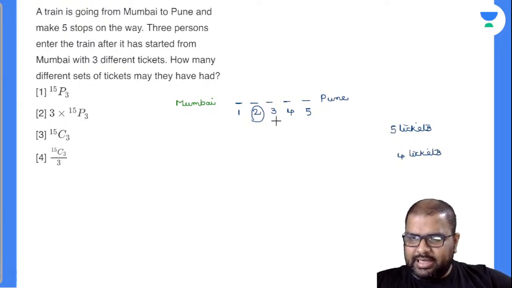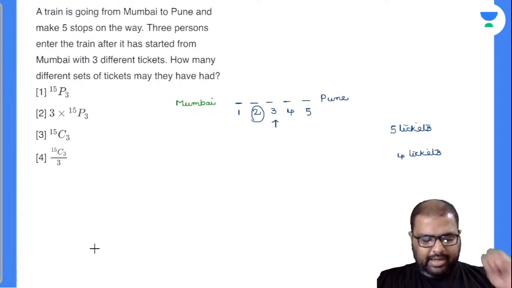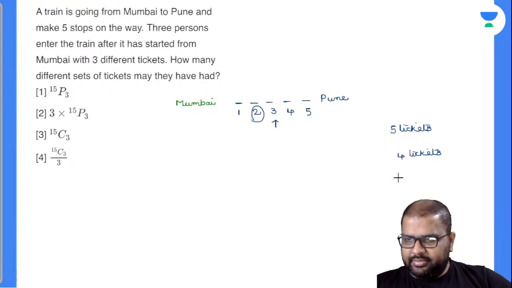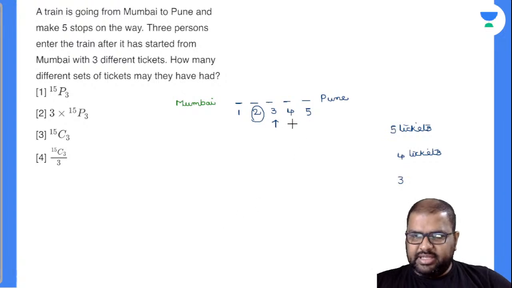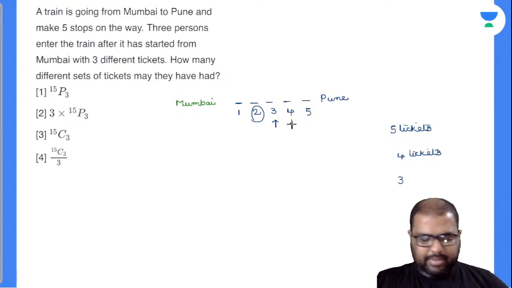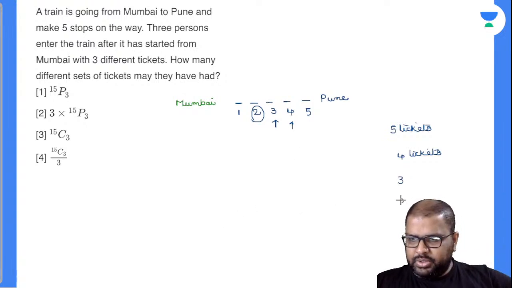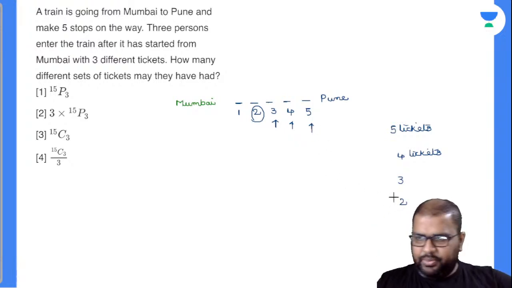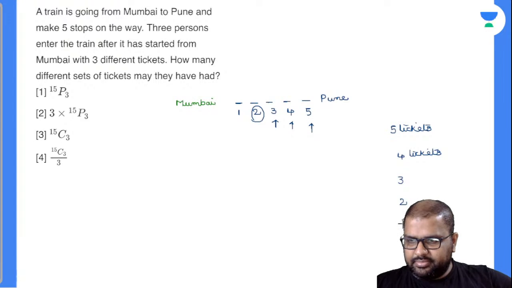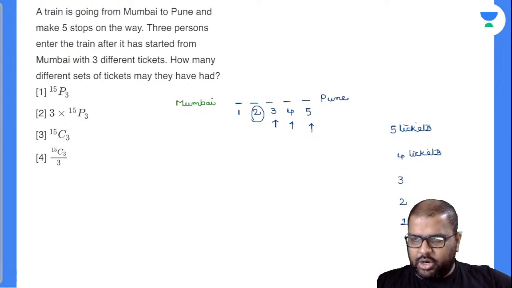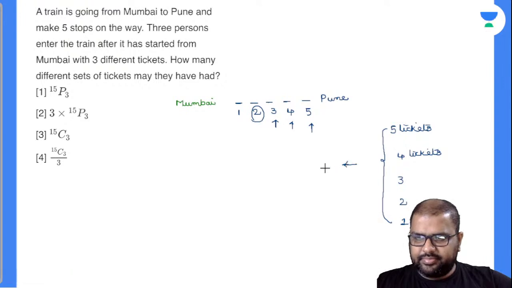If Sumit entered at station 3, he might drop at 4, 5, or Pune, so 3 tickets. If Sumit entered at station 4, he might drop at 5 or Pune, so 2 tickets. If he enters at station 5, he will be dropping in Pune only, 1 ticket. So totally, how many different sets of tickets are there with you? Count it and let me know. 15.